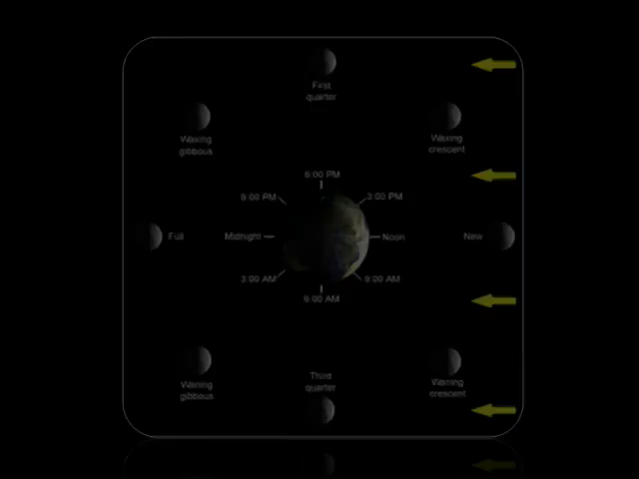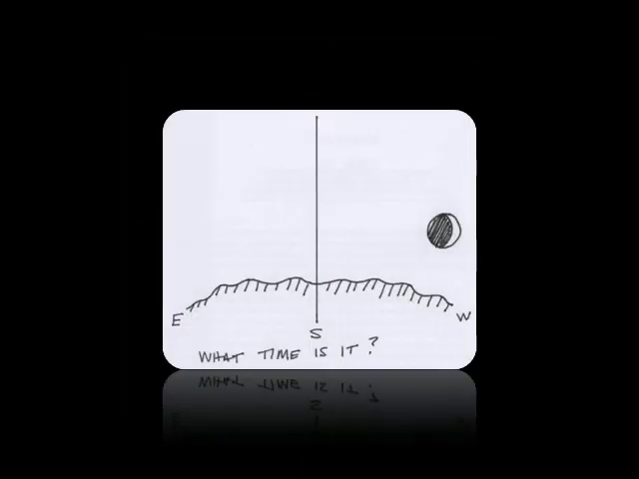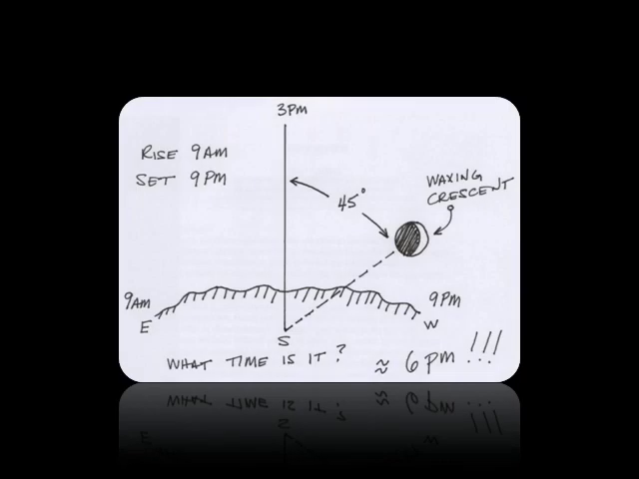Consider the following. Once again, I'm looking south, and I see the moon up in the sky. This is a waxing crescent. I know that it's waxing because I know that the shadow of the moon moves from right to left. And so this is going to be getting brighter and brighter as it goes. So this is a waxing crescent. I know that a waxing crescent moon rises at 9 a.m. and sets at 9 p.m., which means it should be directly south at 3 p.m., because 3 p.m. is midway between 9 a.m.